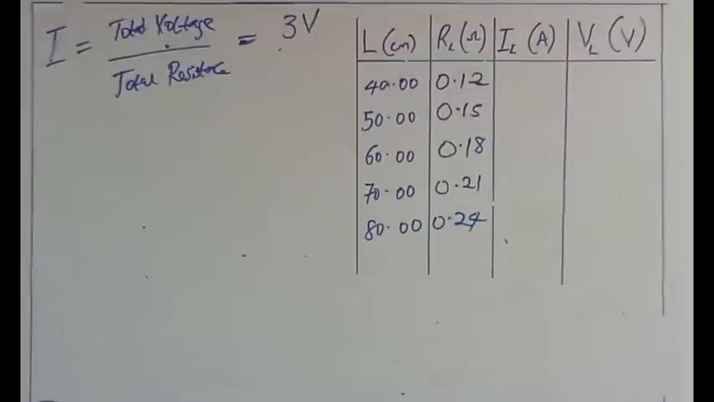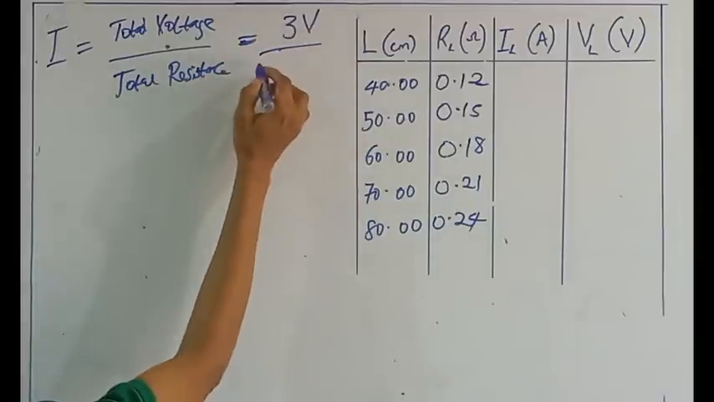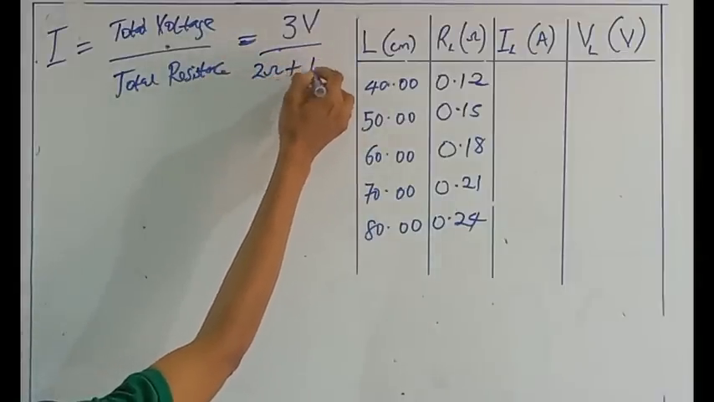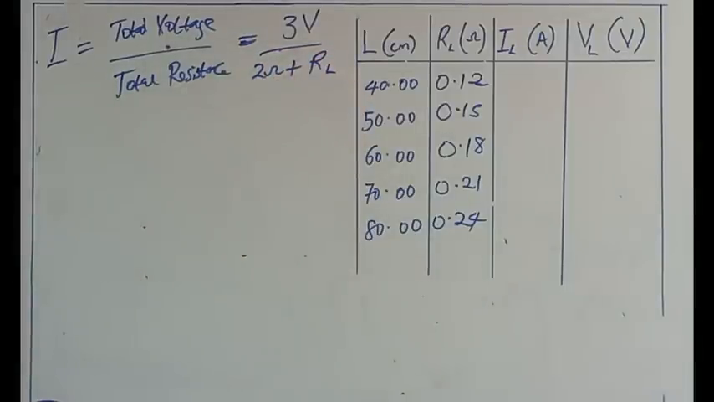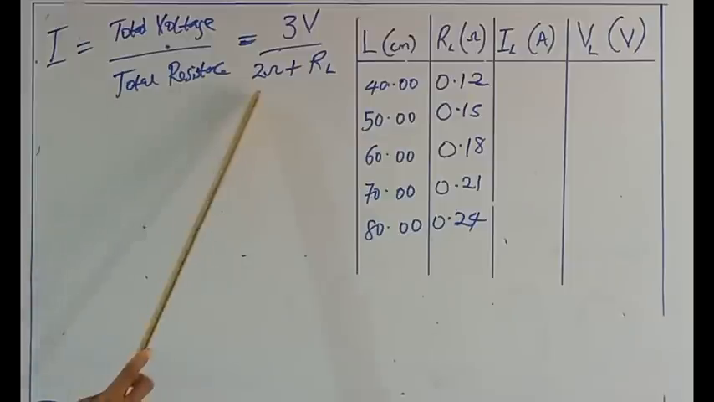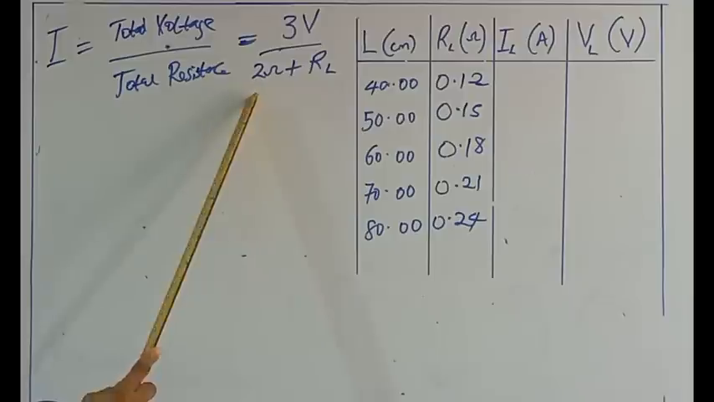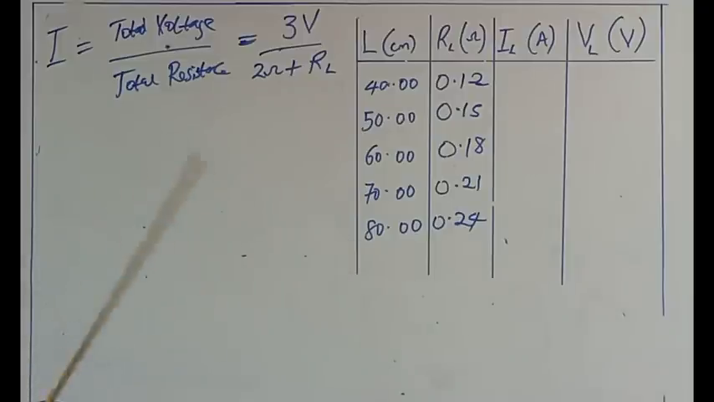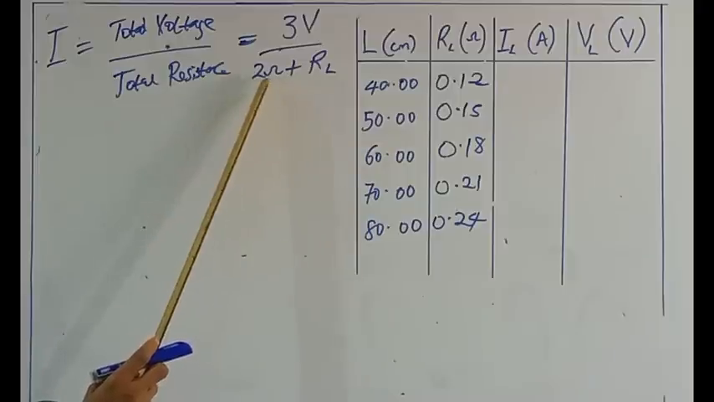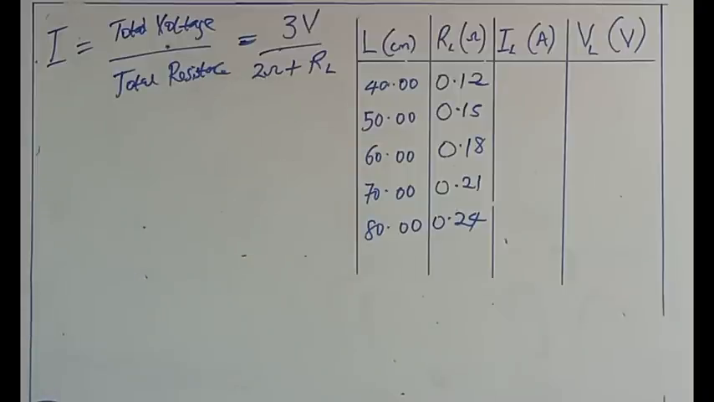Then we'll use 2 ohms all over. The total resistance will be 2 ohms plus RL for each length. This 2 ohms is from the 2 ohm resistor we were asked to provide. So we are taking it that it is connected in series. In some cases you can have it connected in parallel. There's a way to do that manipulation also, but for this one, let's say it's connected in series. So we'll say 2 ohms plus RL.